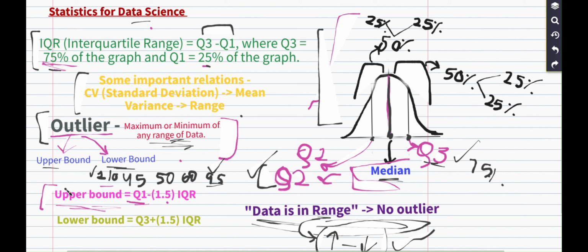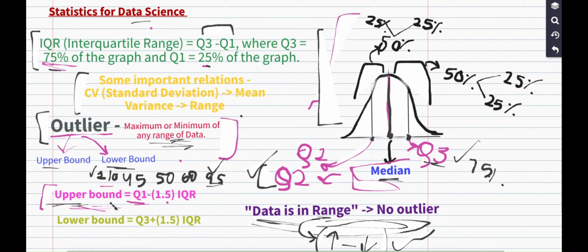I don't know why it is not changing here, so let's leave it. An outlier can be of two types, basically the lower bound and the upper bound, right? Let me write it here. So an outlier is of two types, lower and upper bound.